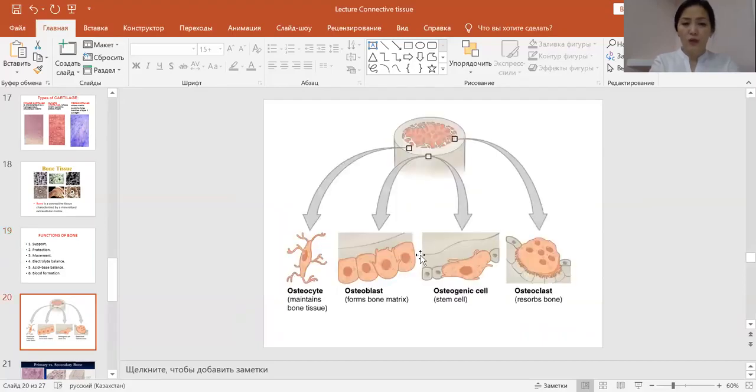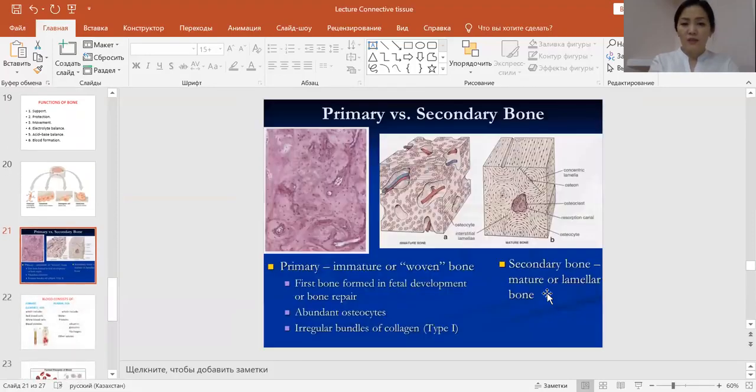The bone morphology consists of the following cells: osteocytes, which maintain bone tissue; osteoblasts, which form bone matrix; osteogenic cells, which can work as stem cells; and osteoclasts, which can destroy matrix of the bone. We can divide the bone into two types: primary, or immature, or woven bone, and the secondary, or mature bone, or lamellar bone. Primary bone forms in fetal development or bone repair. There are more abundant osteocytes than fibers, and the collagen fibers look irregular. Secondary bone, mature, consists of different types of lamella, and the matrix part also consists of osteocytes.